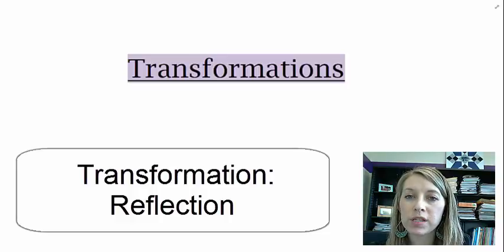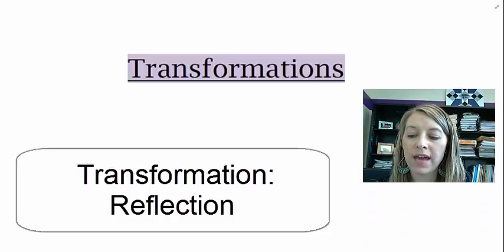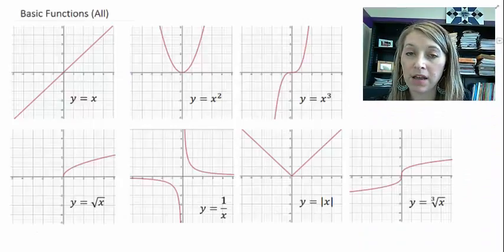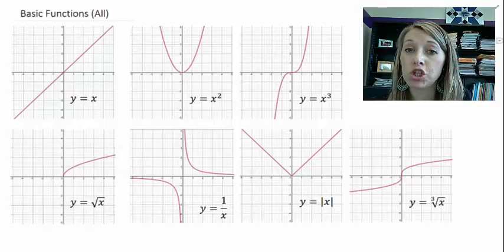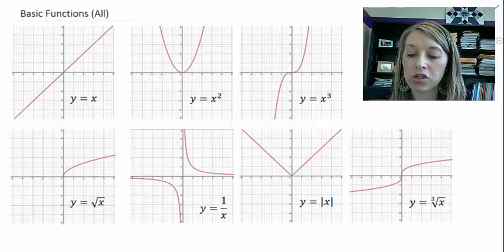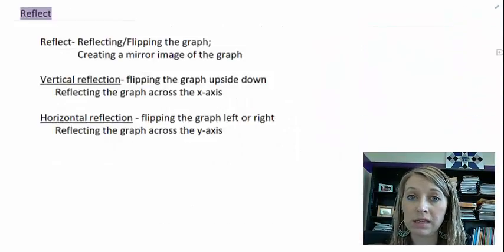Okay, moving on with transformation. So far, we have identified our 7 basic functions, and we have shifted them in any direction. The next transformation that we're going to learn is the reflection transformation, and it is exactly like it sounds. We are going to reflect, or we are going to flip the graph over.